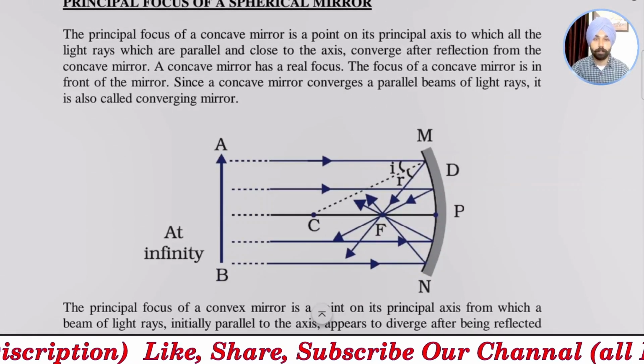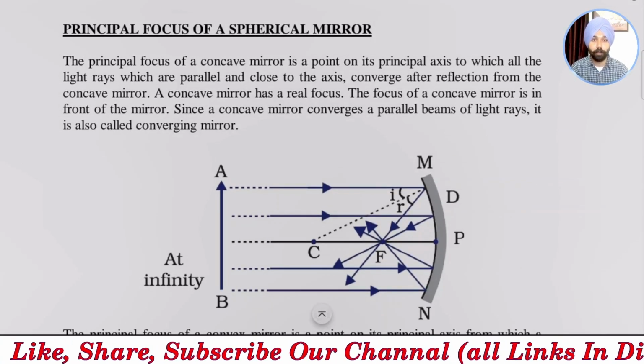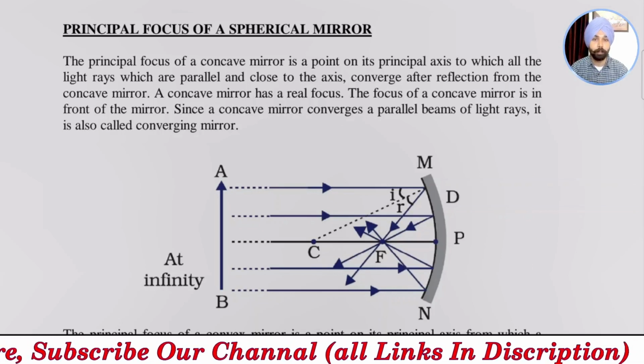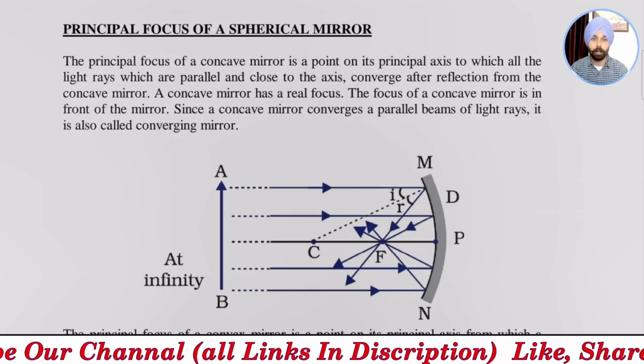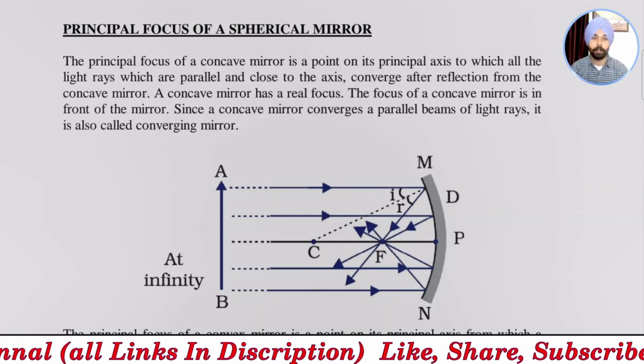Next we have principal focus. Principal focus of a spherical mirror. The principal focus of the concave mirror is a point on its principal axis at which all the light rays which are parallel to and close to the axis converge after reflecting from the concave mirror.